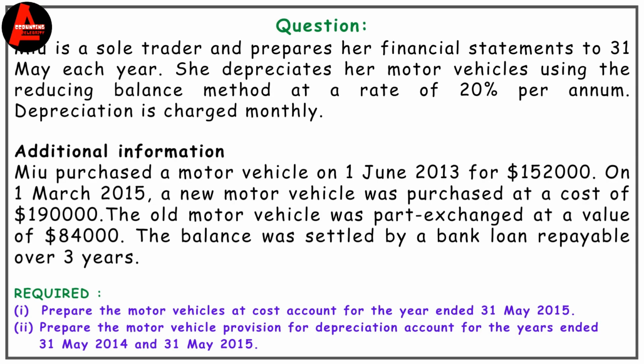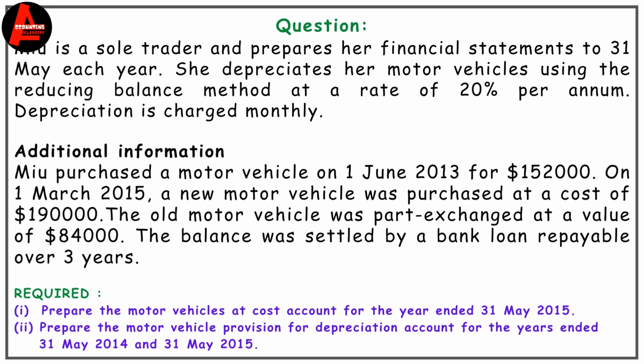Mu is a sole trader and prepares her financial statements to 31st May each year. She depreciates her motor vehicles using the reducing balance method at a rate of 20% per annum. Depreciation is charged monthly. Mu purchased a motor vehicle on 1st June 2013 for $152,000. On 1st March 2015, a new motor vehicle was purchased at a cost of $190,000. The old vehicle was part exchanged at a value of $84,000. The balance was settled by a bank loan repayable over 3 years.